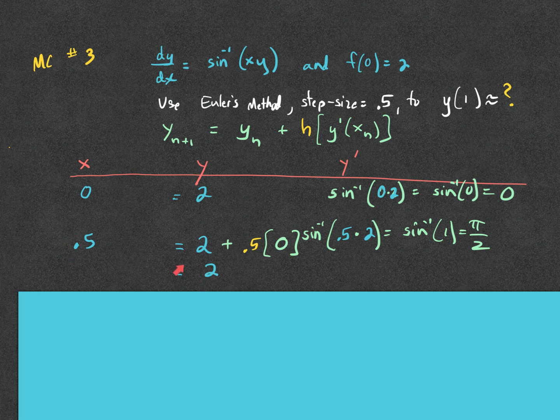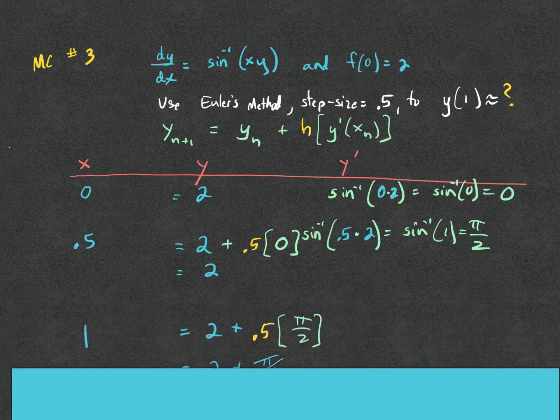What about the slope at this point? Again, it's going to be the arcsine of the x value here times the y value, which is the arcsine of 1. The angle whose sine ratio is 1 is pi over 2 radians. The slope at 0.5 comma 2 is pi over 2.